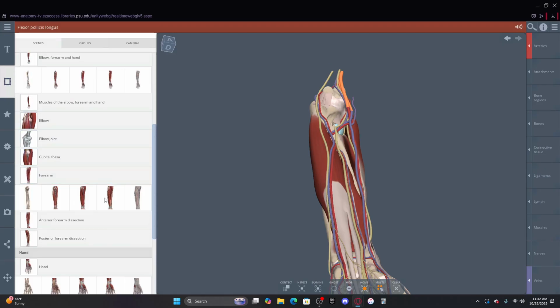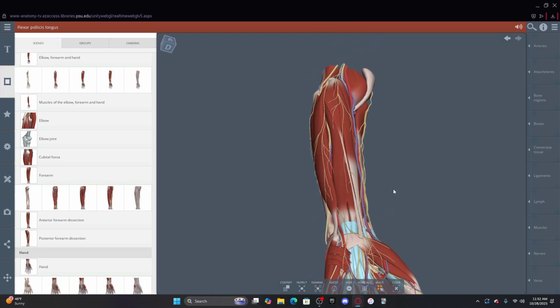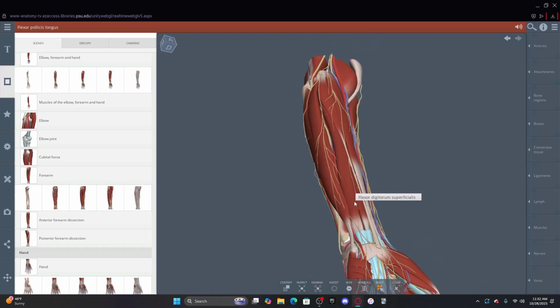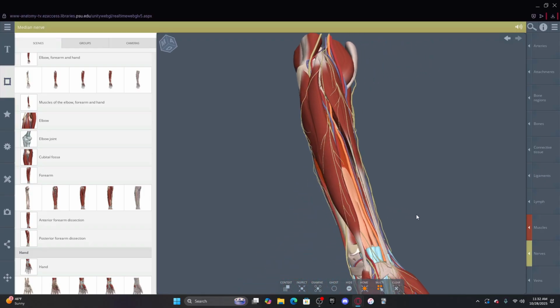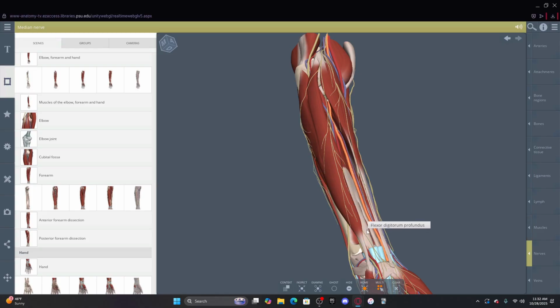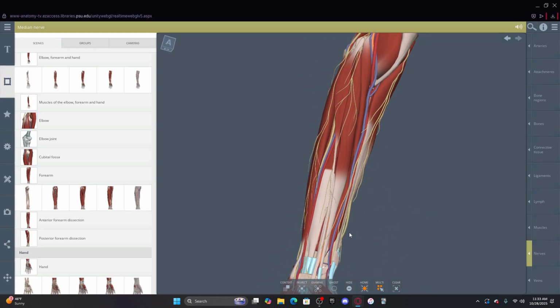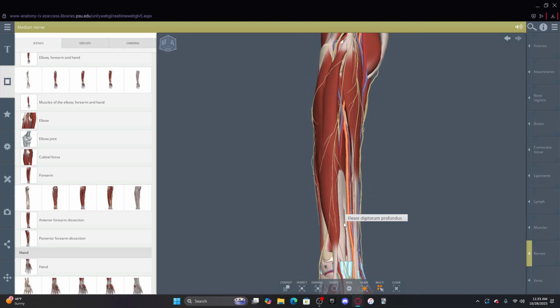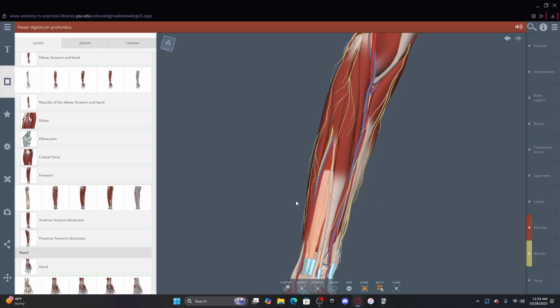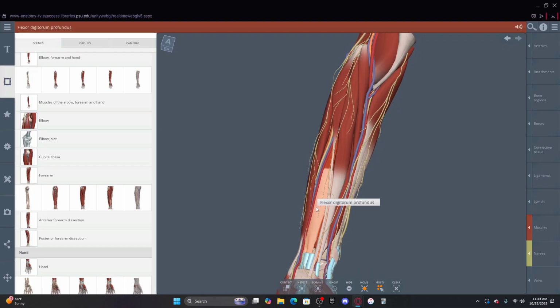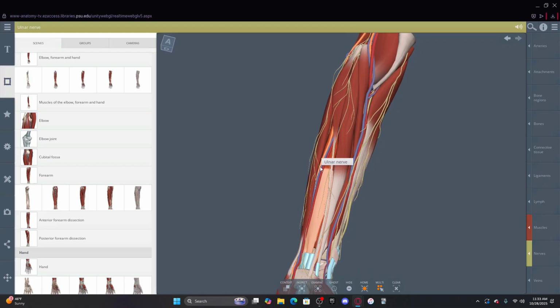Sorry if I click on the form. If I want to find the median nerve, I need to look under flexor digitorum superficialis and above flexor digitorum profundus. So in between profundus and superficialis, you find the median nerve. Medial to flexor digitorum profundus, you find the ulnar nerve. This is the medial side, this is the lateral side.